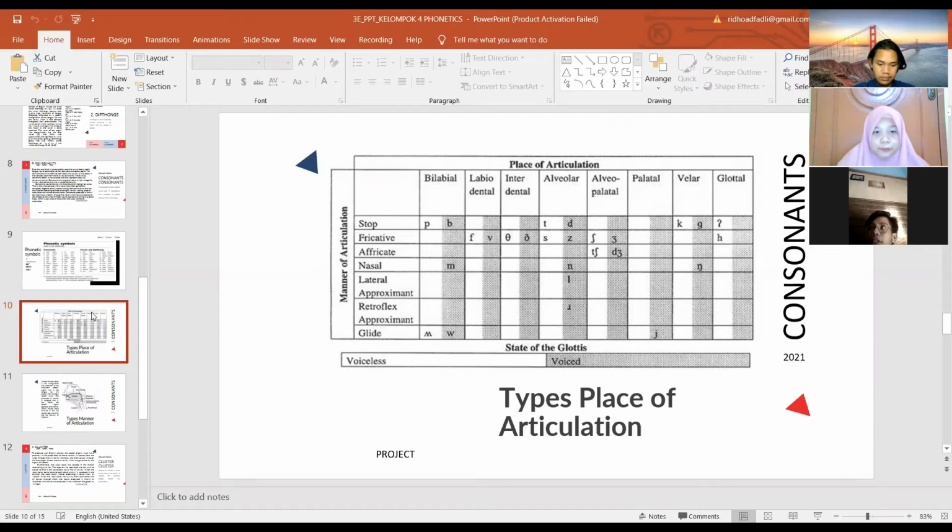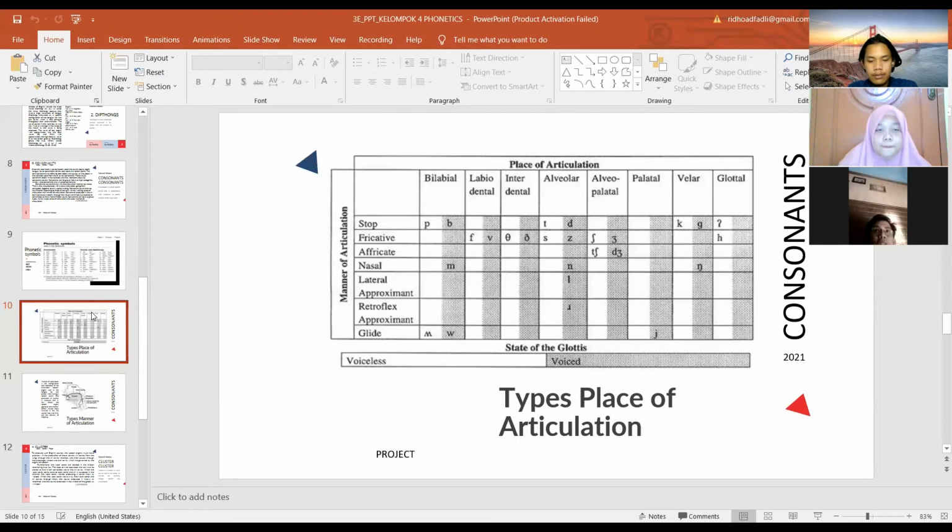2. Dental is the sound in which the tip of the tongue articulates with the front teeth. 3. Alveolar is the sound that is articulated by the tip of the tongue with the gums: T and D.